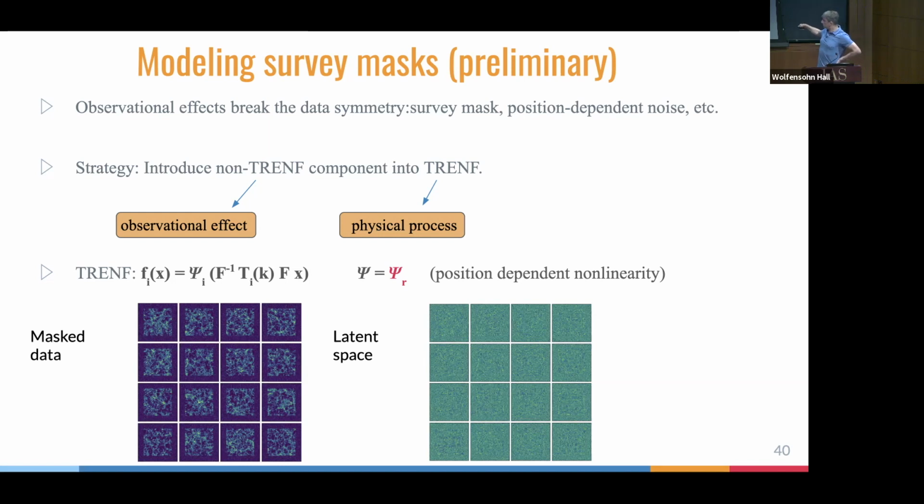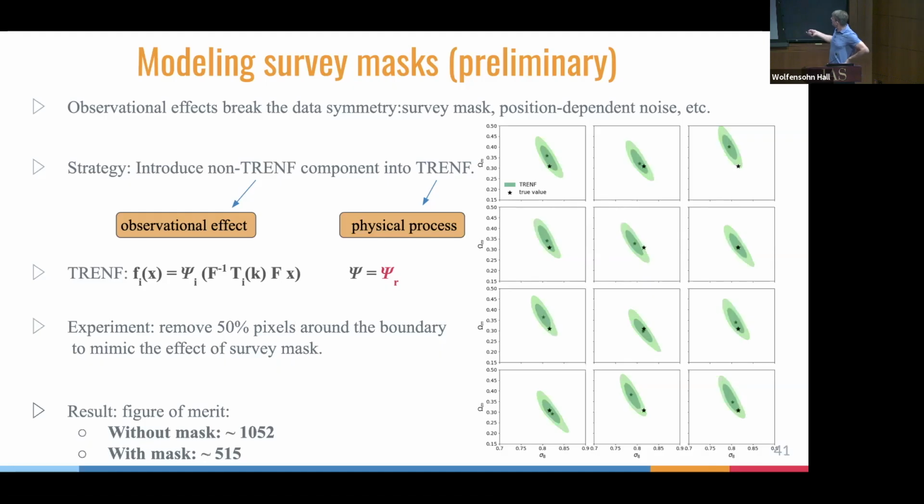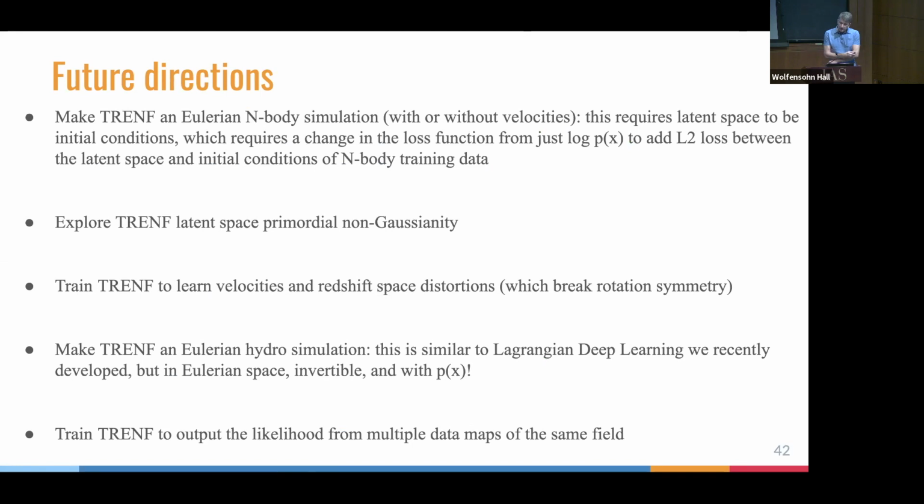And this is how well we currently do on the latent space. It's pretty good. It's Gaussian, but maybe not exactly perfect yet, so this is still a work in progress. But here is what happens when you run this analysis. We still get pretty good agreement, and the figure of merit has dropped by a factor of 2, as it should, because we have lost 50% of the area. So this is promising in the sense that we seem to be still getting correct contours and so on.